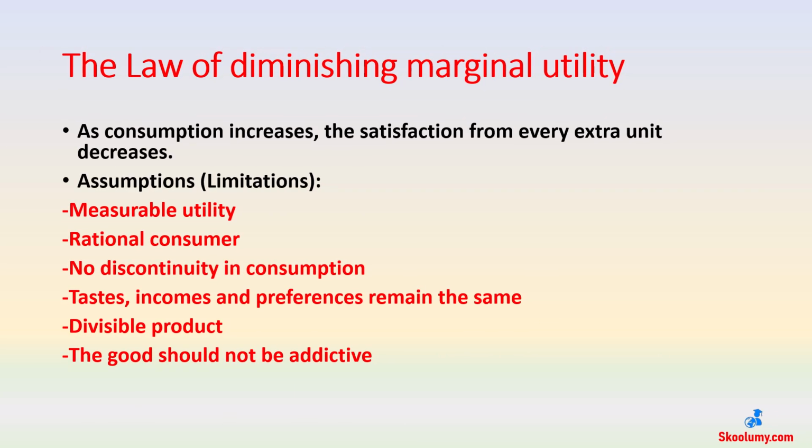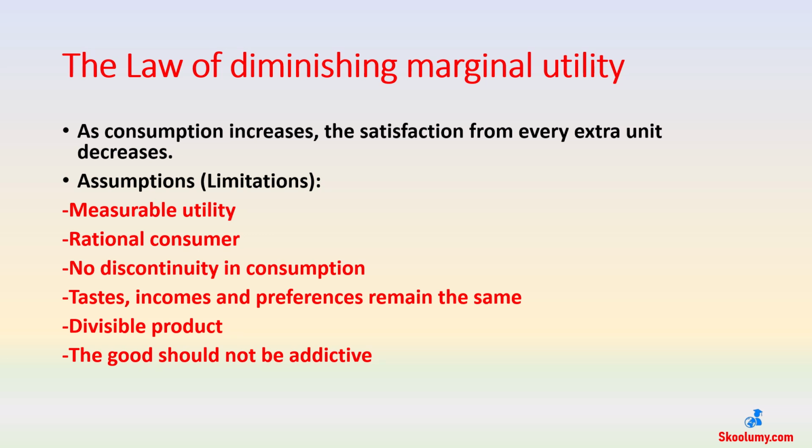The law of diminishing marginal utility. The law of diminishing marginal utility states that, as consumption increases, the satisfaction from every extra unit decreases. This law is based on some assumptions.